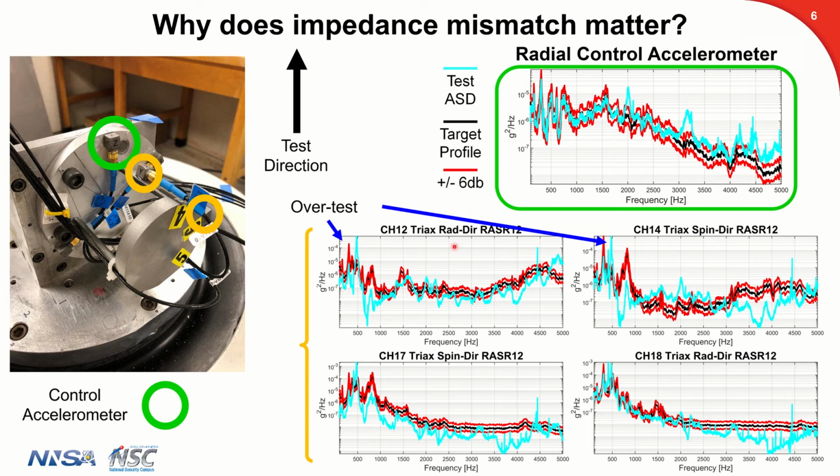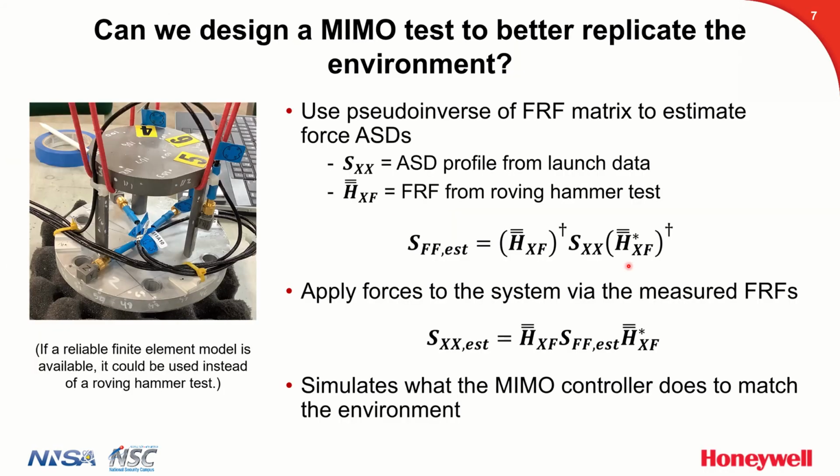These two are radial directions, so they're in roughly the same direction that we're controlling to. And at these other channels, we can get a big overtest and run into problems. And in the directions, obviously, off-axis, we're definitely not going to reproduce what happens in the real environment. But even there, we can sometimes get overtest, or we might break the part off due to an off-axis motion that didn't actually occur in the environment. So this is why we care about impedance.